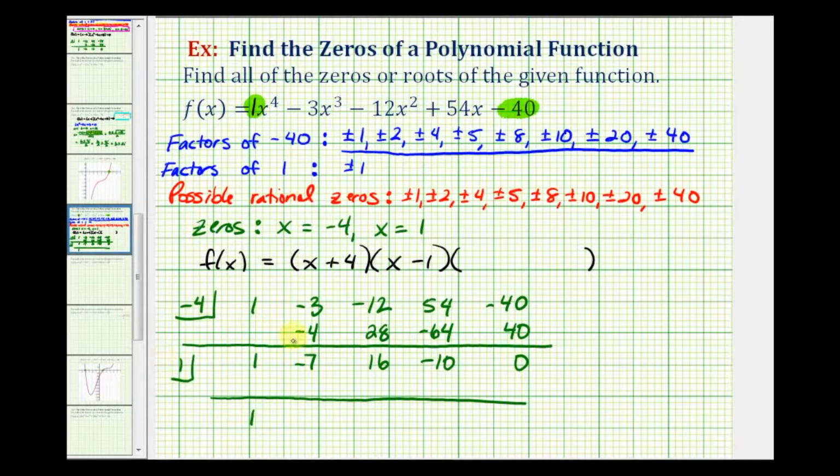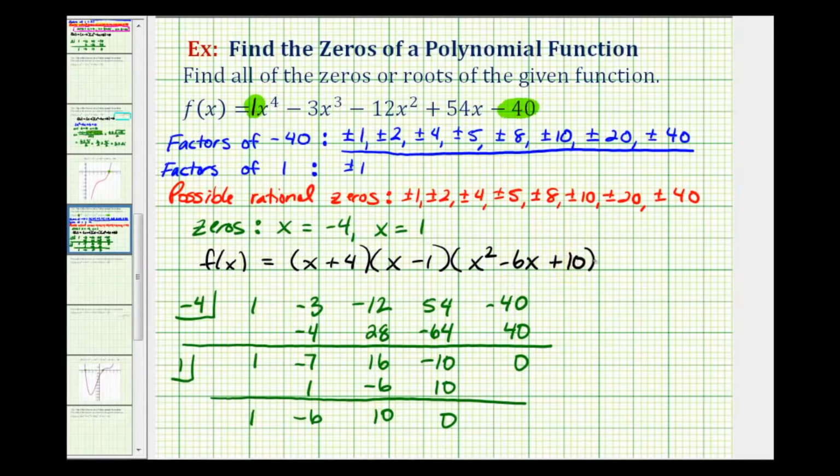1 times 1 is 1. Add, this is negative 6. Times 1 is negative 6. Add, this is 10. 1 times 10 is 10, and our remainder is 0. So because we started with a degree 4 polynomial, divided by a degree 1 polynomial, and then another degree 1 polynomial, these coefficients represent our degree 2 factor of the original polynomial function. So this factor here is 1x squared minus 6x plus 10, or just x squared minus 6x plus 10.